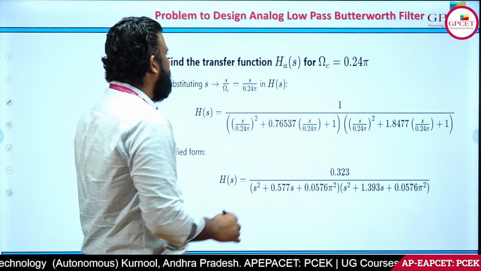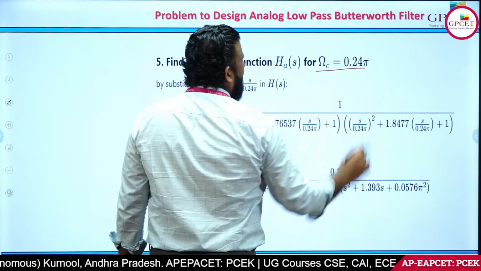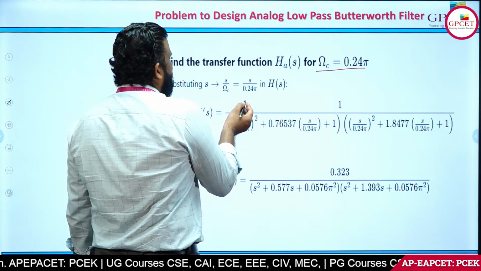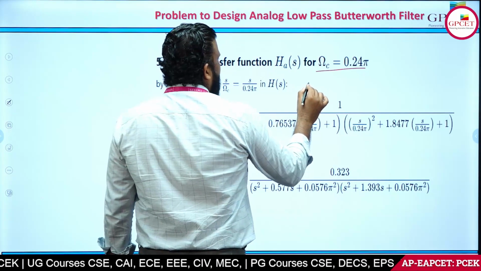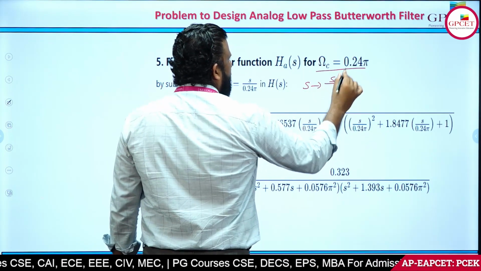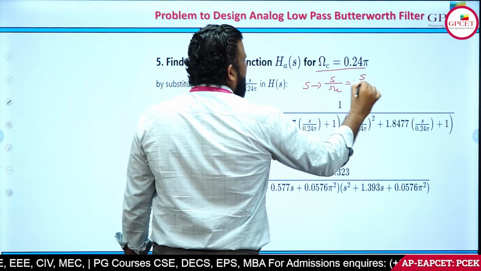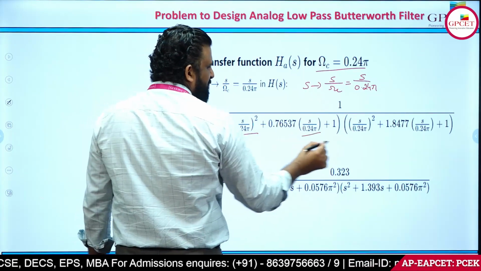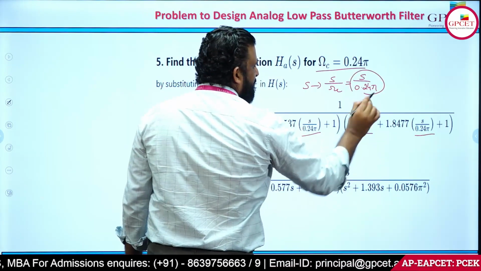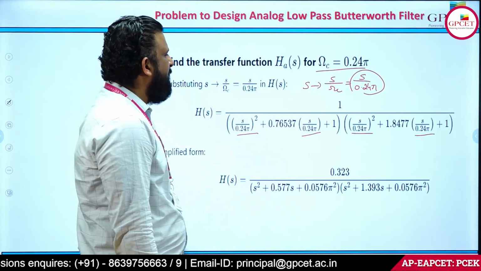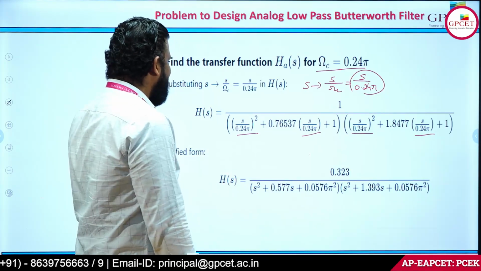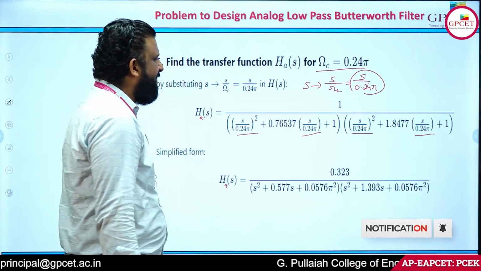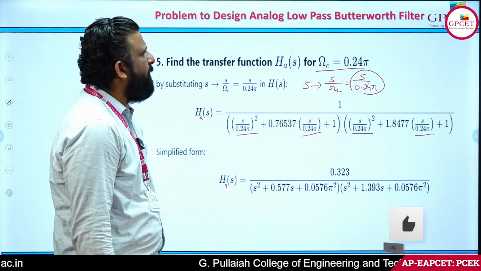Now, the fourth step, we are going to find out the value of omega c. Omega c is equal to 0.24 pi. And in this fifth step, we are substituting in the place of s, s divided by omega c. You know the value of omega c, which we substituted in all the places of s. After doing all the calculation, this is the finalized transfer function, let it be HA of s, of the analog low pass Butterworth filter.